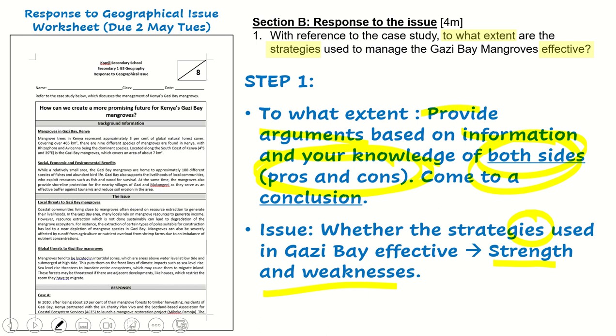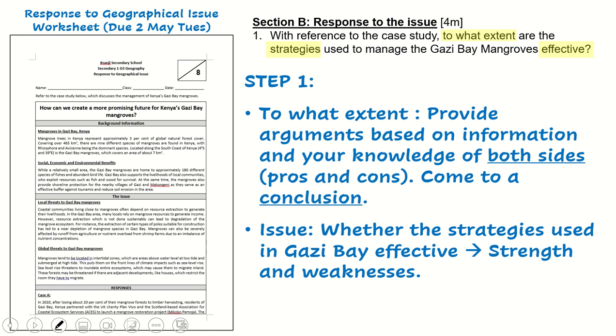It's very unbalanced, very unfair. You only focus on the good and not the bad, or you only focus on the bad and not the good. As a geographer, we want to have all kinds of information, the good and the bad, so that we can make a proper decision or proper conclusion. Okay, so that's step number 1. Read the question, understand what it wants you to do. Use the information given in your worksheet or in your WA2 to do this.